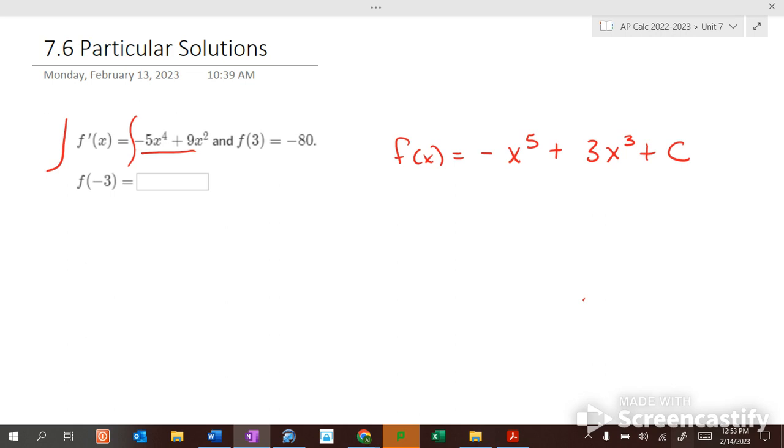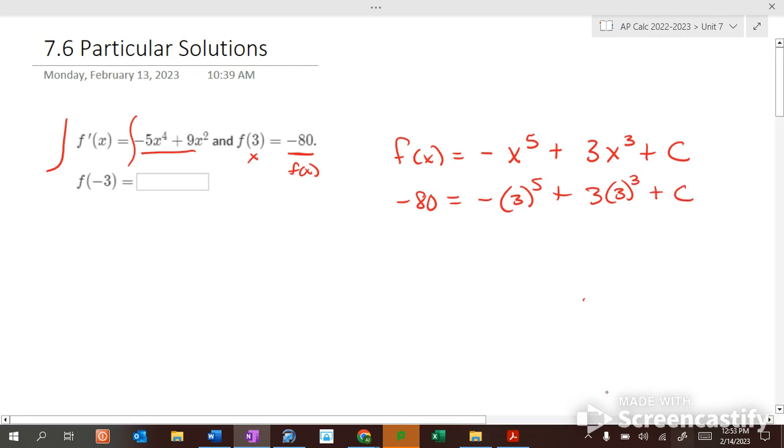Okay. Then what we do is this is f of x and this is x, right? We're going to solve for c. So we're going to put negative 80 equals negative 3 to the 5th plus 3 times 3 to the 3rd plus c. So negative 80 equals... Okay, negative 3 to the 5th. Negative 3 times negative 3 is 9, times negative 3 is 27, times negative 3 is 81, times negative 3 is 243. Well, the negative's on the outside anyway, so it's going to be negative 243 no matter what. Plus 81 plus c.